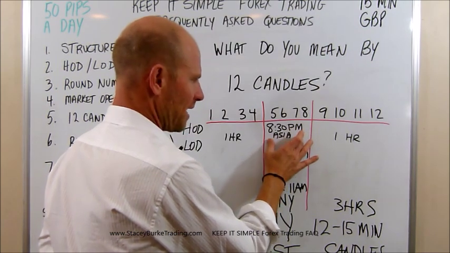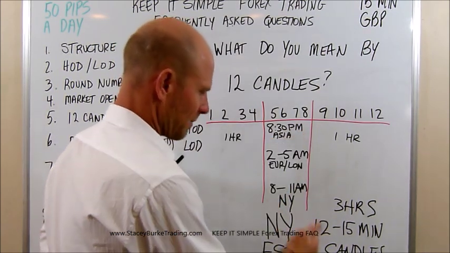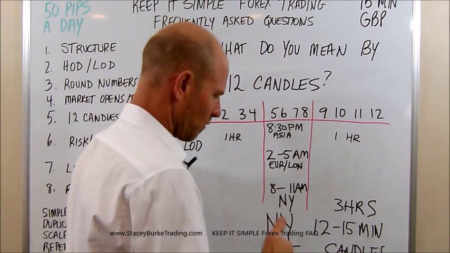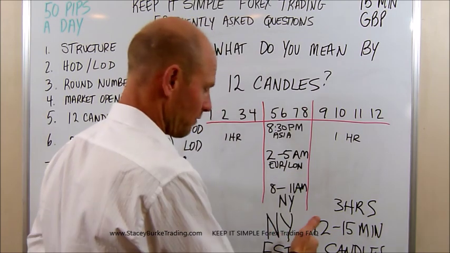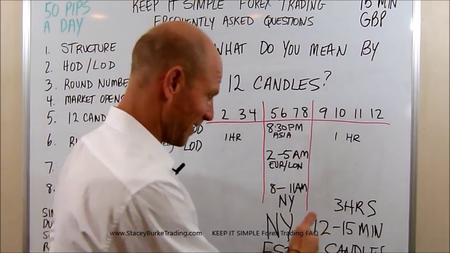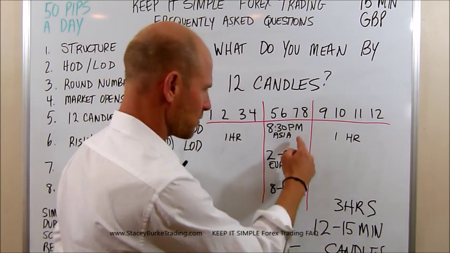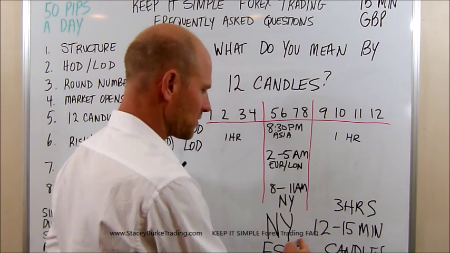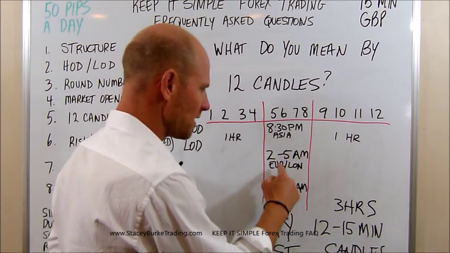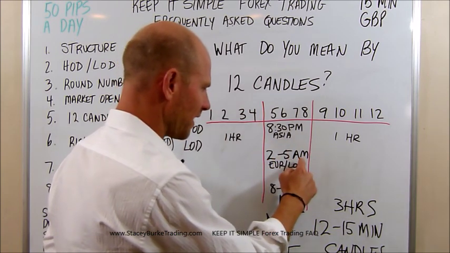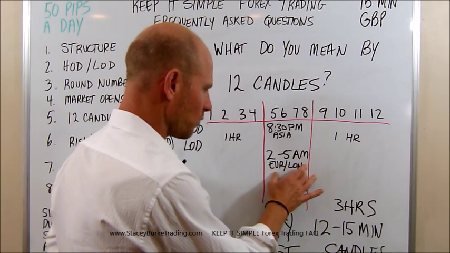So 8:30 p.m. New York Eastern Standard Time. That's another question that comes up a lot. What time is it where I'm at? I don't know what time it is where you're at, but I know everything is based on New York Eastern Standard Time. So 8:30 p.m. New York Eastern Standard Time is when Asia opens. Between 2 a.m. and 5 a.m. is when the Europe-London window is.